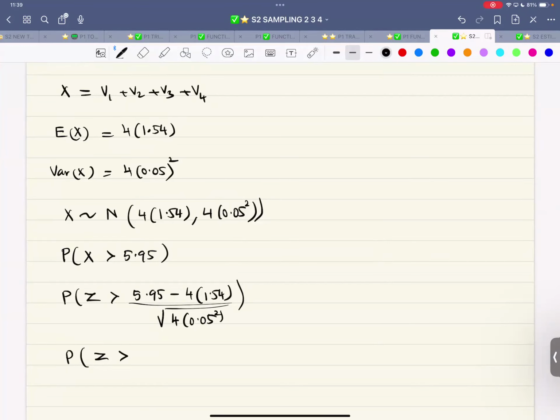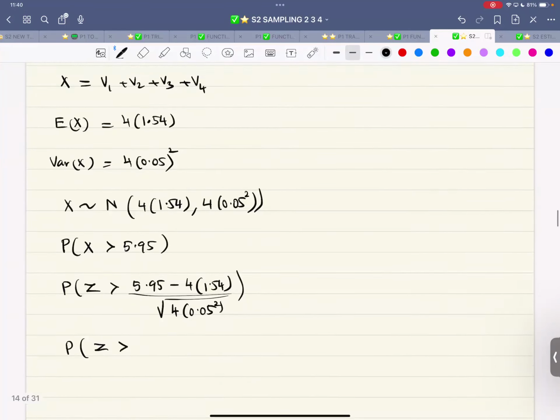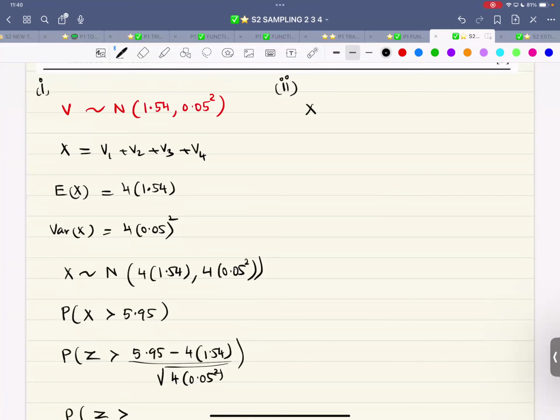So now let me go to the second part. The first was linear combination. Now what is the second part? I'll be needing the values for this because I'll be using the same thing over here. X follows the normal distribution. What is 4 times 1.54? 6.16. And what is 4 times 0.05²? 0.01. That is the overall mean and variance.